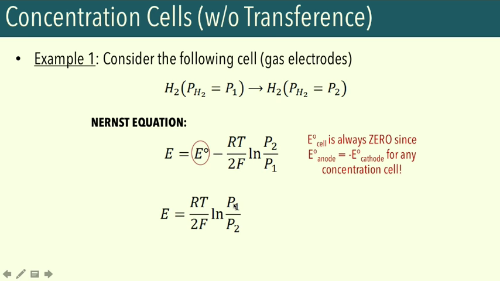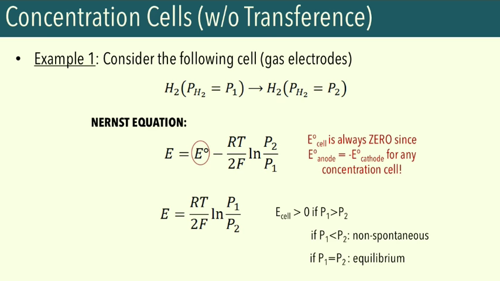Okay, so we could look at the implications of this expression. For a spontaneous process, this means that our E cell has to be positive. This will happen if pressure 1 is greater than pressure 2. So this will imply that we have a net movement of matter from our anode to our cathode. If, however, we have the reverse, that will be a non-spontaneous process.